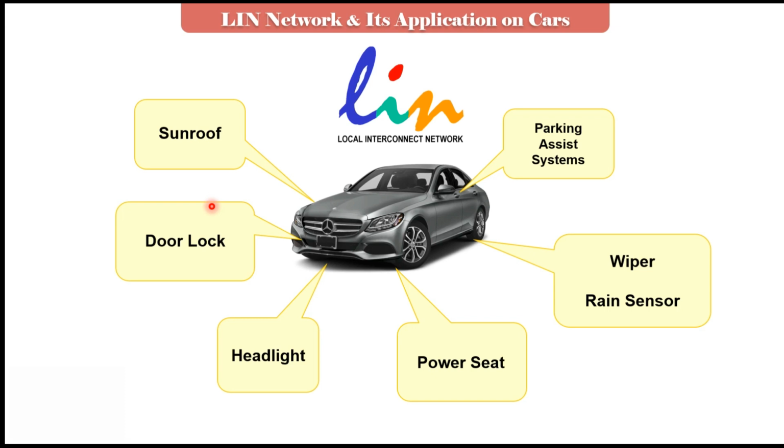Normally you can find the LIN network in these systems, and obviously more. I've seen the LIN network in the sunroof, in the power door lock system, in the headlight that we will see today, in power seats, in the wiper and rain sensor, and sometimes in parking assist systems. And obviously, as I said earlier, in some other systems as well. So let's have a look at the structure of the LIN network, then we will start talking about the different systems using it.